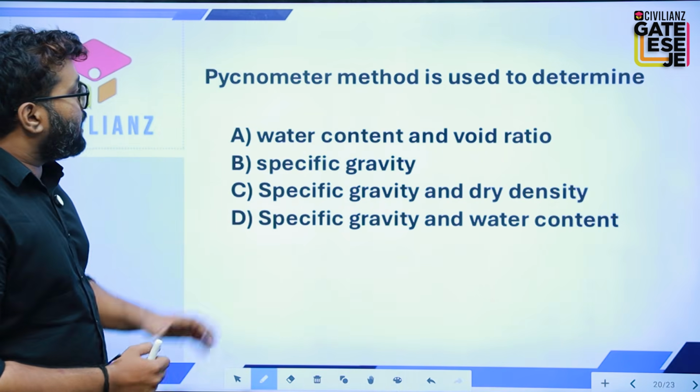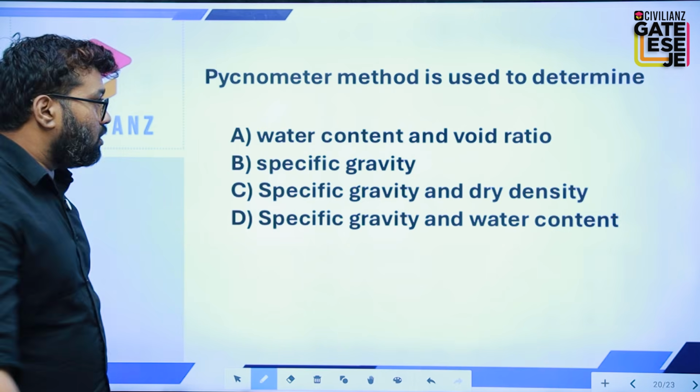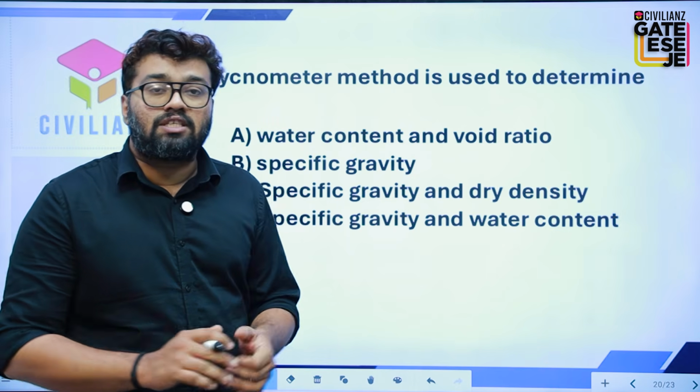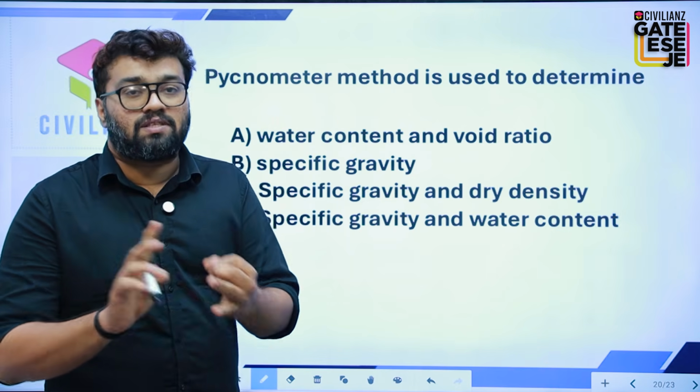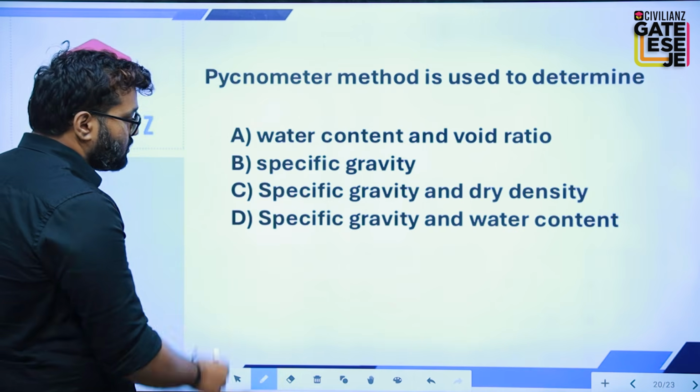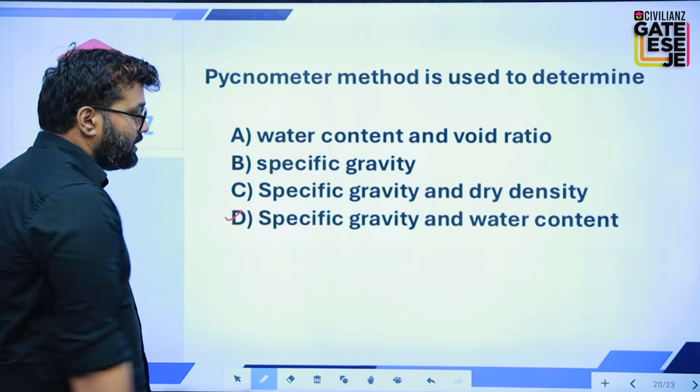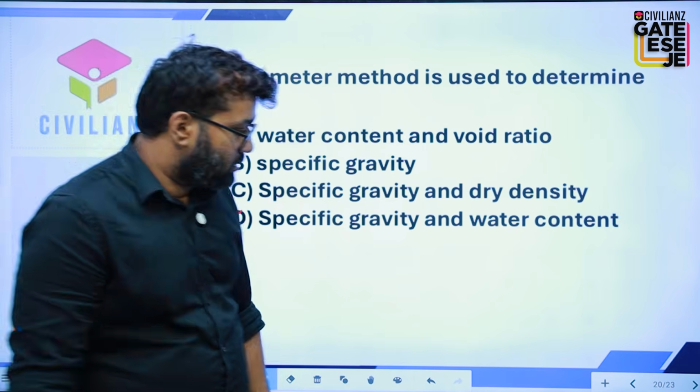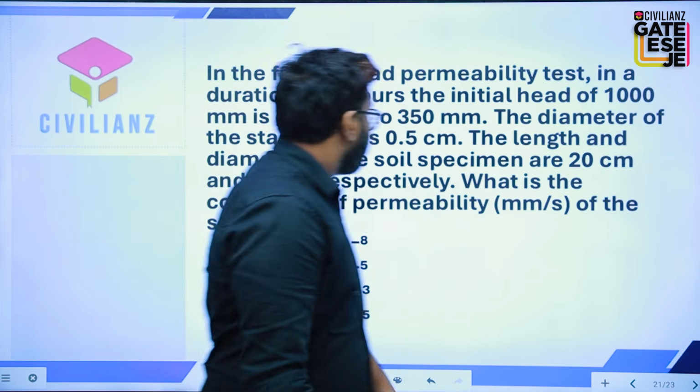Okay, pycnometer method is used to determine... We all know that pycnometer method is used to determine both water content and specific gravity. So the correct answer is option D, specific gravity and water content. Next question.